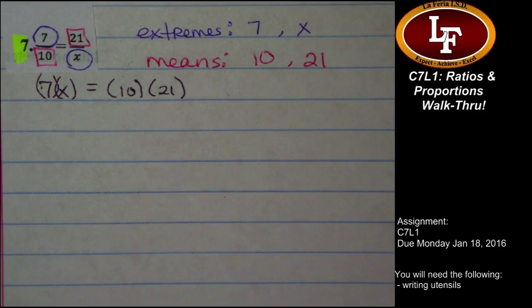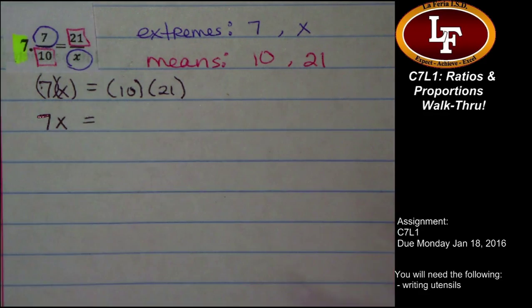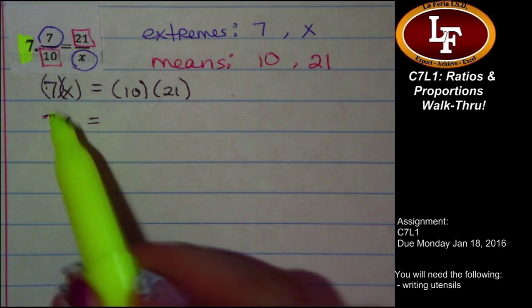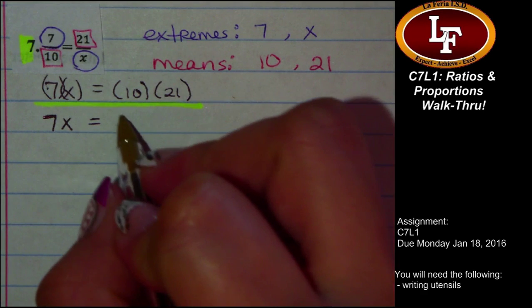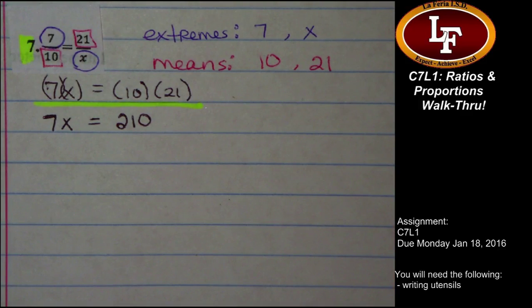On the left side, I don't need those parentheses because one's a number, one's a variable, so I can rewrite it as just 7x. And the right-hand side, I'm going to need help from my very favorite pocket calculator. My very favorite pocket calculator tells me that 10 times 21 is 210. If you've got a pocket calculator or a regular calculator with you, feel free to double check that. Now my equation looks something like this.